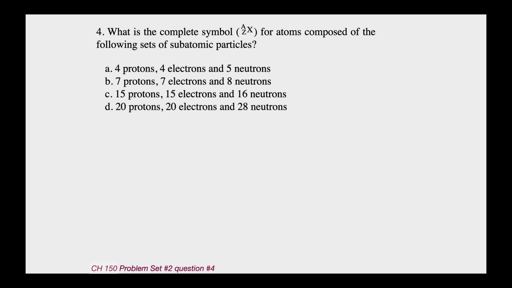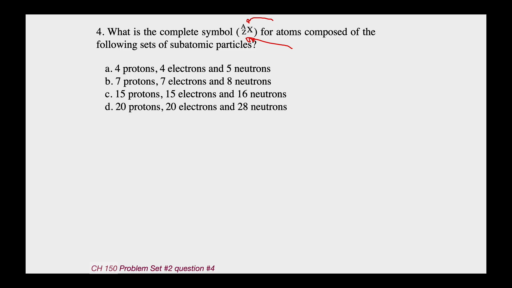Let's figure out the right symbol for atoms with these sets of subatomic particles. In the system, Z is the atomic number, and that represents the number of protons. And A represents the mass number, and mass number is protons plus neutrons. Electrons influence the charge on the atom, and that would go in the upper right-hand corner of the symbol, which is not something we're talking about right now. So on this problem, we're mostly interested in the protons and the neutrons.